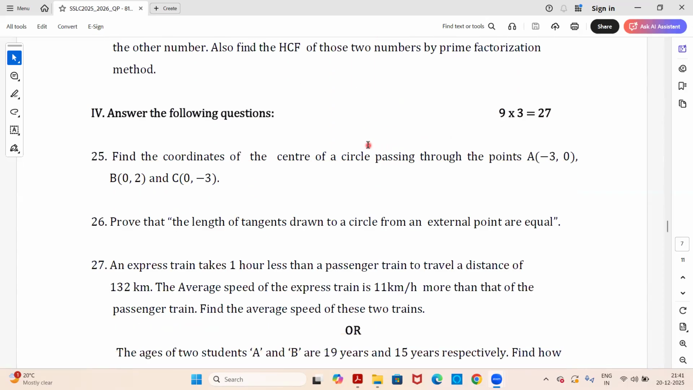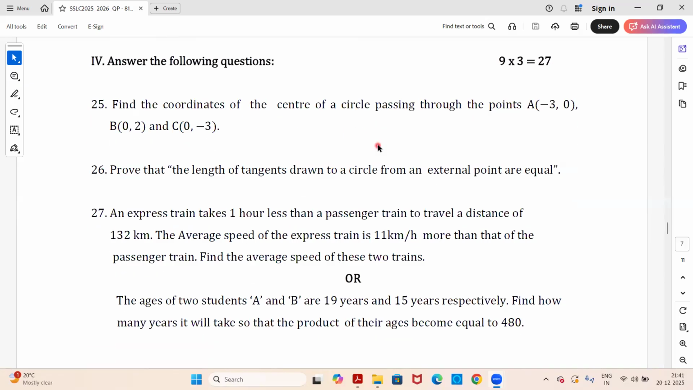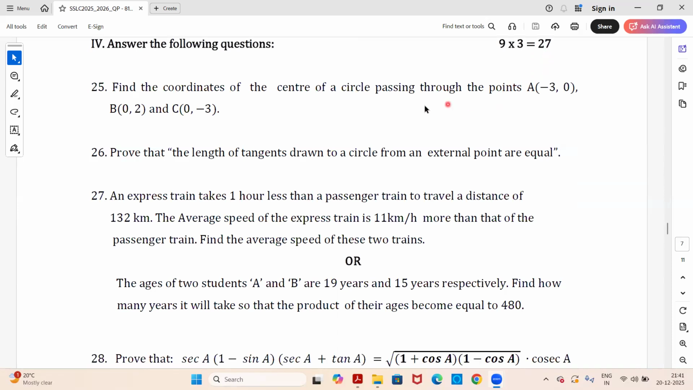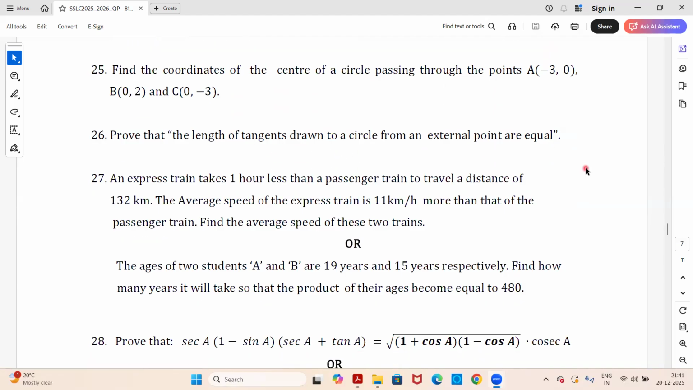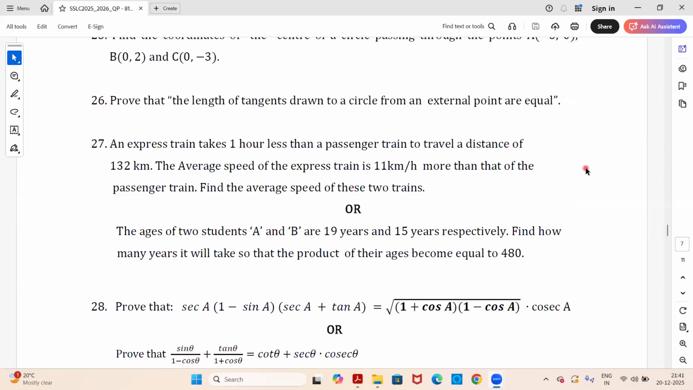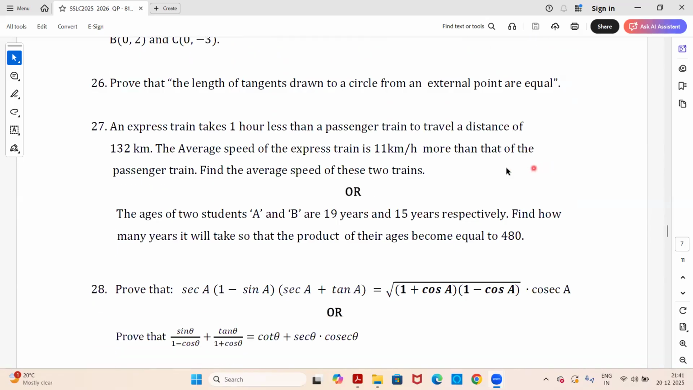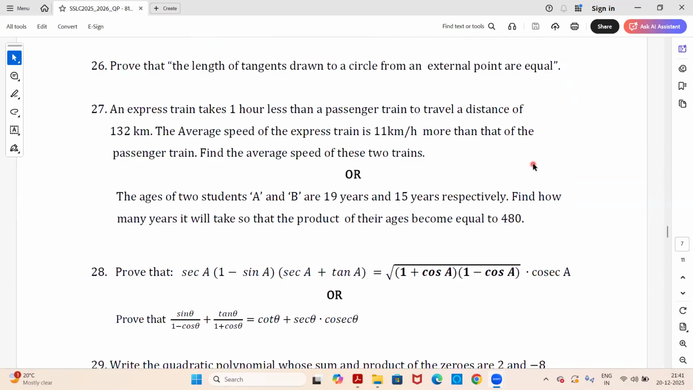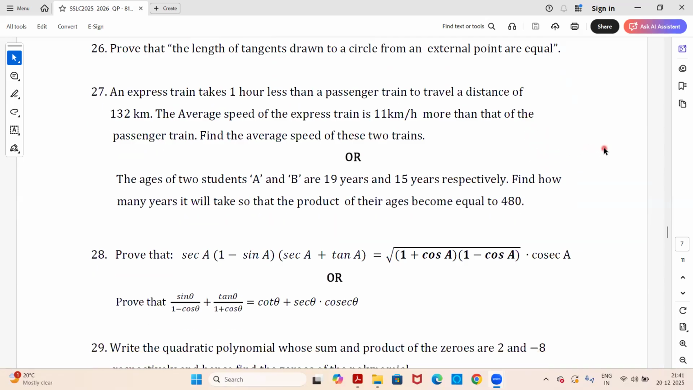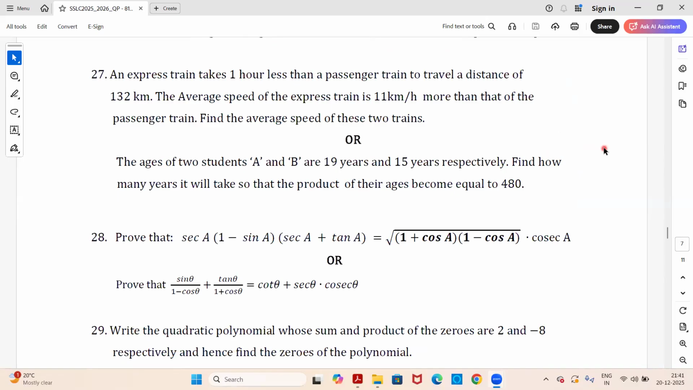Then we have next fourth main, answer the following questions. Here you have 9 questions of 3 marks each and a total of 27 marks for this main. So question 25, 26, both are compulsory questions. You have to attempt it. And then 27 has an option in it. Any one you can do. Read the question properly, carefully, and then choose it to answer it.